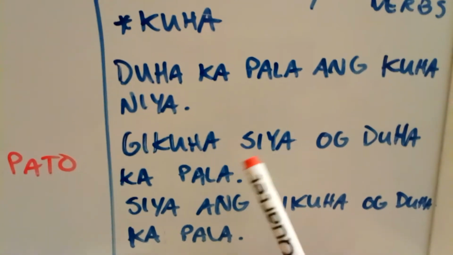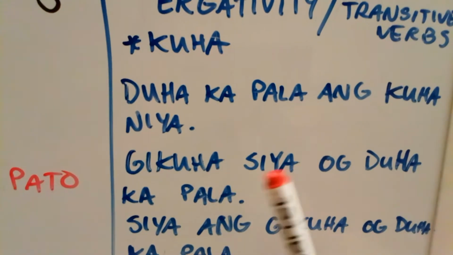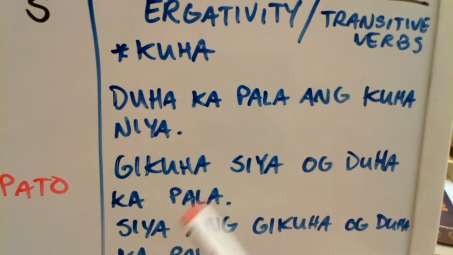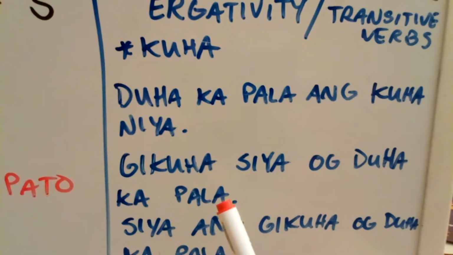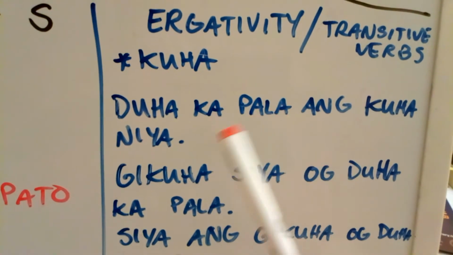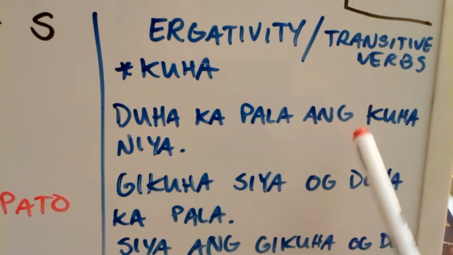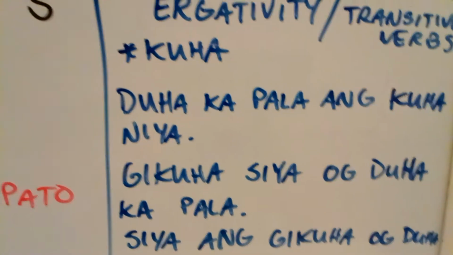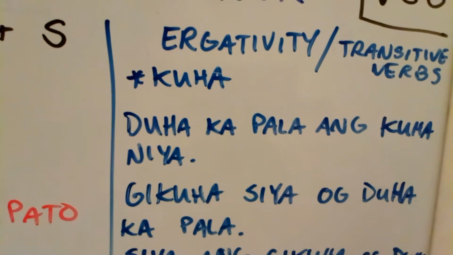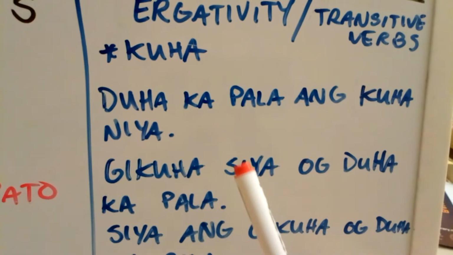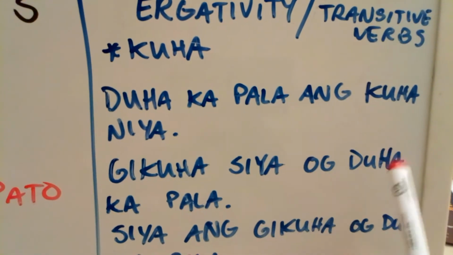What's this one? This one is gikuha siya og duha ka pala. So now this one means the same thing too, right? He took 2 shovels. Compared to the previous one, where the 2 shovels were the taking done by him, it's kind of weird how it was translated, but it's like two shovels was a taking that was done by him. Whereas here, he was the one who took two shovels.